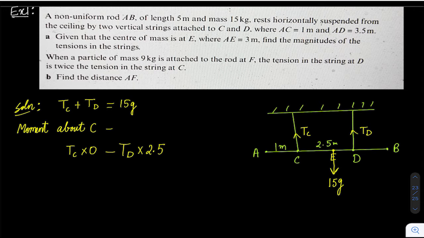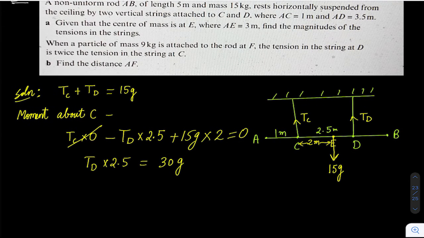What else is there? 15G is there, and this 15G will be clockwise, right? This is the force, this is the direction. So plus 15G into the distance. What is this distance? The total is 3, so this distance CE is 2 meters. So 15G into 2 equals 0, since the net moment about point C will be 0. So we can say that TD times 2.5 should be equal to 30G, right? 15G into 2 is 30G.